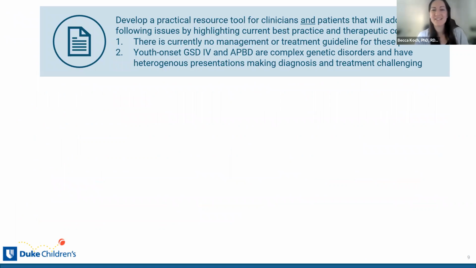So all in all, for this guideline, the goal is to develop a practical resource tool for clinicians and patients that will address the following issues by highlighting current best practice and therapeutic consensus. There's currently no management or treatment guideline for these patients. That's the need here. And youth onset GSD4, meaning that presenting within the first 24 years of life, and APBD, again, the adult onset form, are complex genetic disorders and have heterogeneous presentations, making diagnosis and treatment extremely challenging.